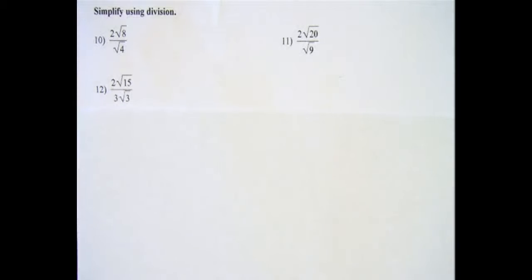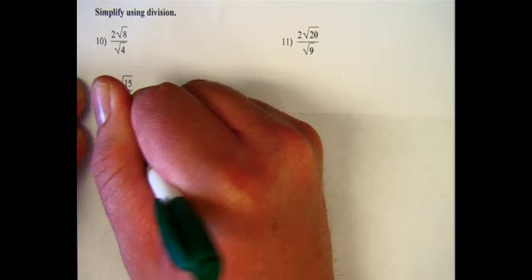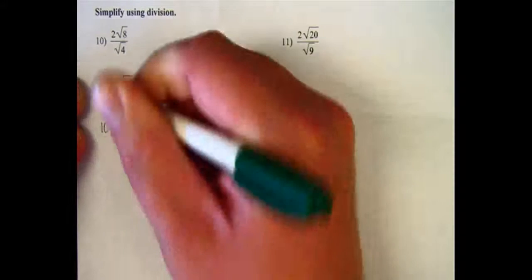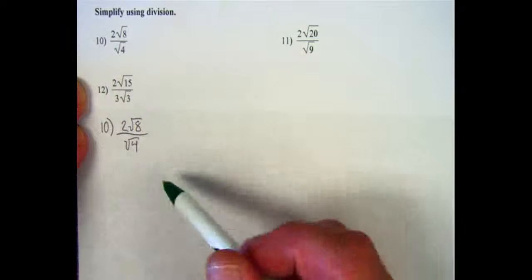Simplify using division. In these problems we're going to take a look at these division problems, which are written as fractions. Remember that fractions are really just division problems. We're going to take 2 times the square root of 8 divided by the square root of 4. So this is problem 10 that I've just recopied.